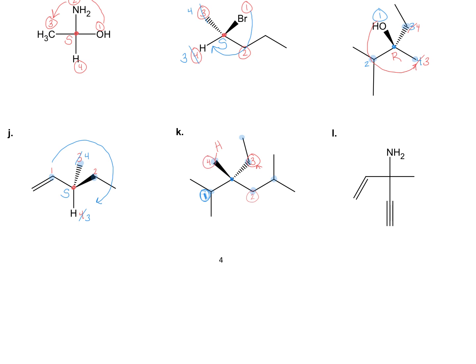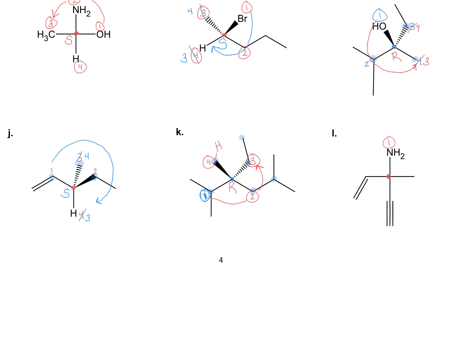So our low priority group is in the front. So we're just going to switch whatever answer we come up with. So it goes 1 to 2 to 3. It looks S, but we have to switch it since the low priority group is in the front. It will be R. And then on this last one, L, it is a Fisher projection.